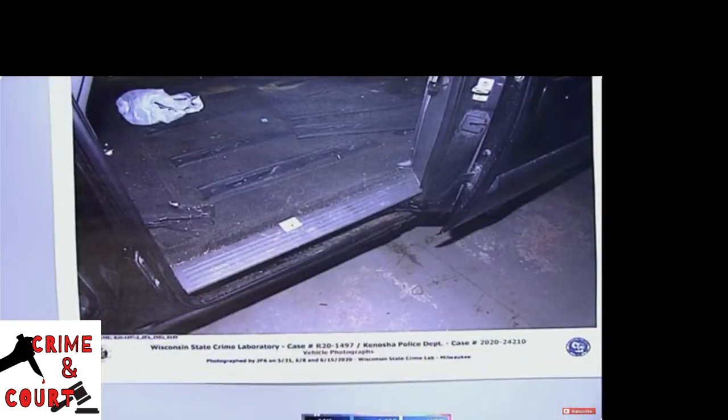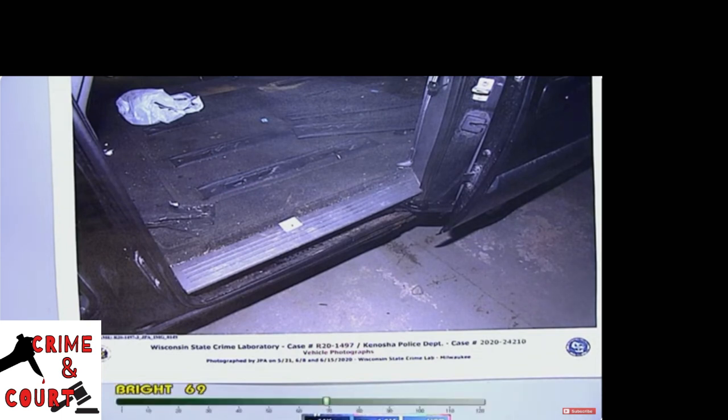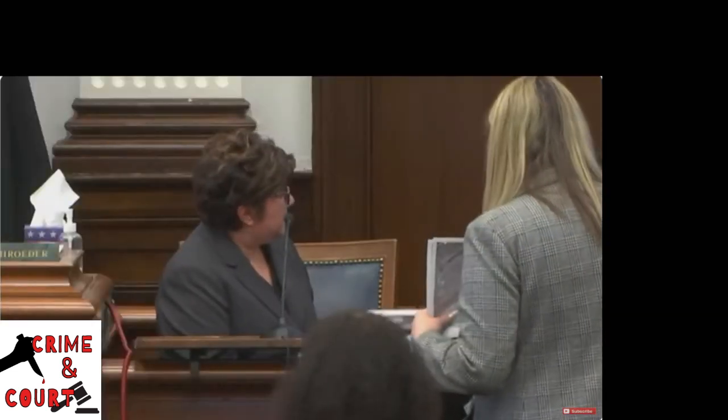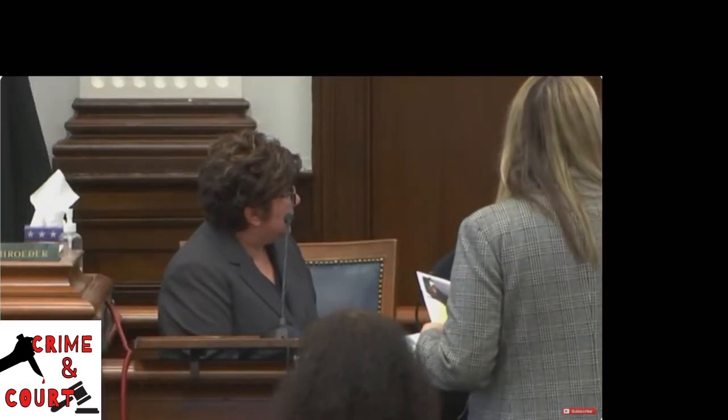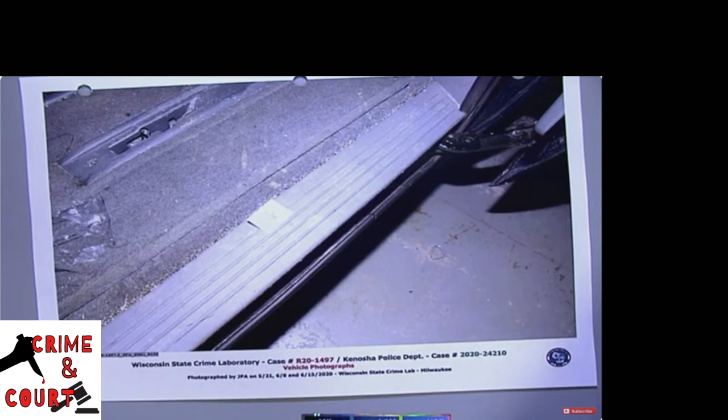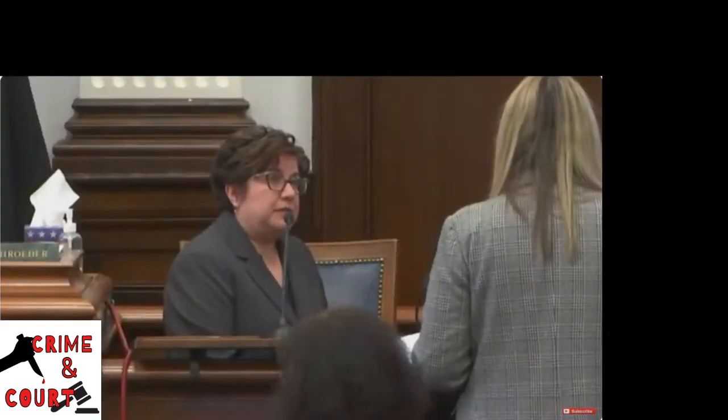So this is the step area going into the cargo area or the passenger area behind the driver's seat. Okay, and so this is the step threshold area that you tested? Yes. And I'm going to show you another picture of that. Is this just a close-up? Yes. And why did you test that area? Again, there was a reddish stain there that I was interested in, because it possibly could have been blood. And what was the result of that specific test? It was negative.